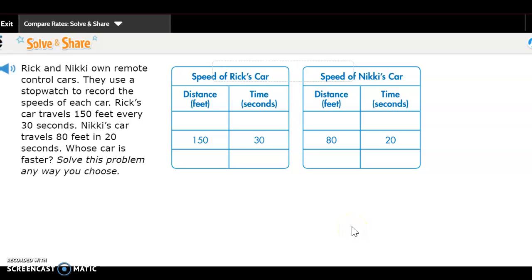Hi kids, I'm going to try this solve and share on the Screencast-O-Matic today. Let's see, this screen should look like page 487 in your books.